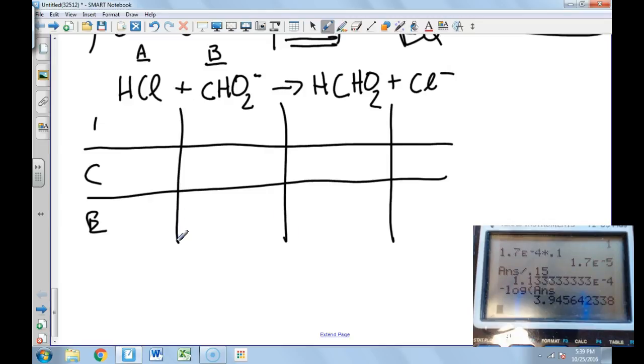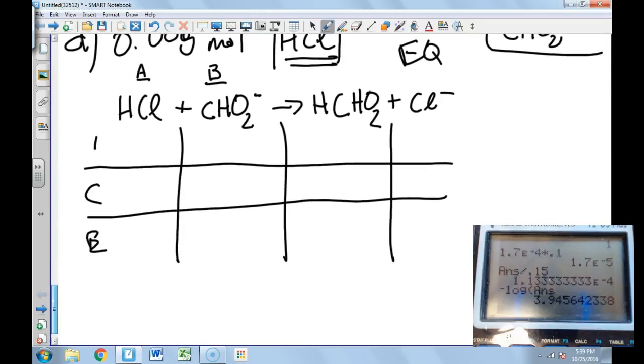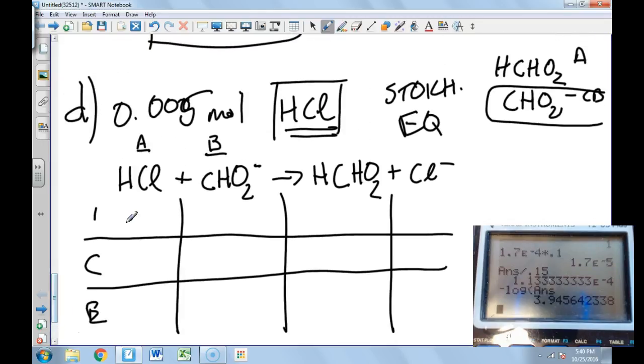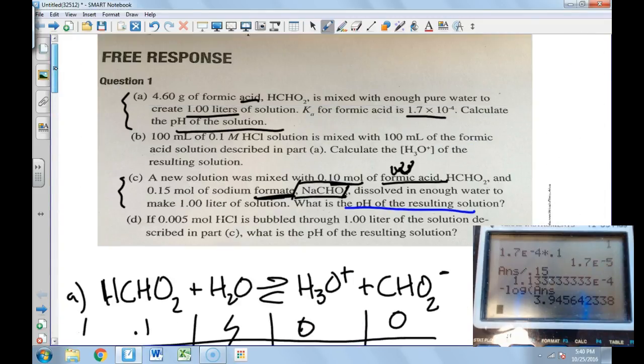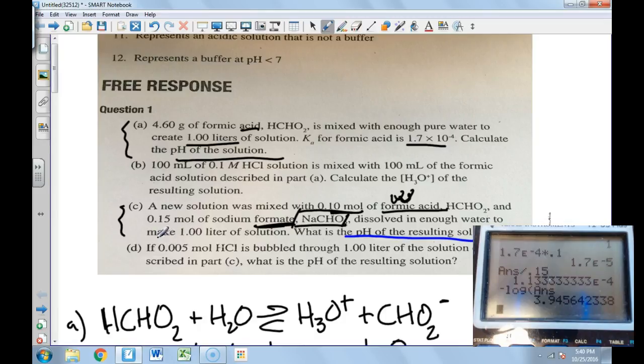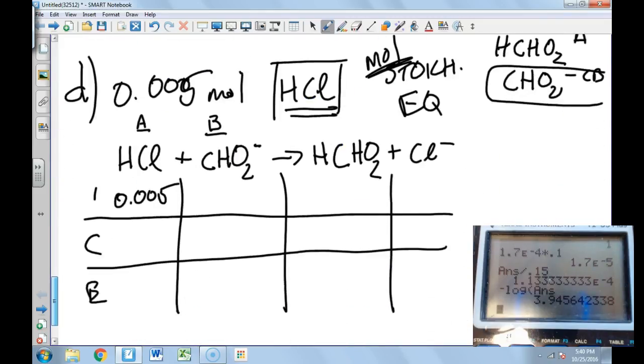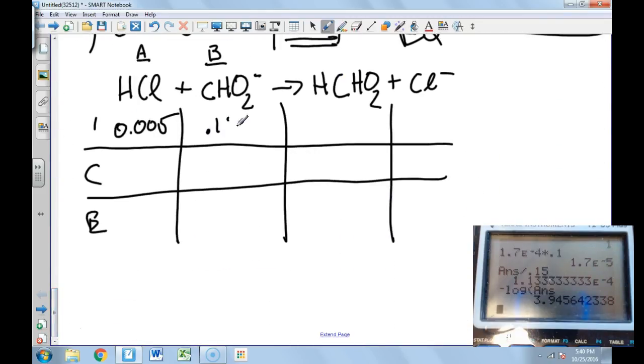stoichiometry ICE chart. And when we do our stoichiometry ICE chart, I think that this was 0.005 moles. Remember, we're doing this in moles. Stoichiometry is in moles, so it's 0.05 moles. And for this, it's 0.1 moles of formic acid and 0.15, because it's asking for part C. So this is 0.15 and then 0.10. And we don't care about the chloride. The chloride's a spectator ion.